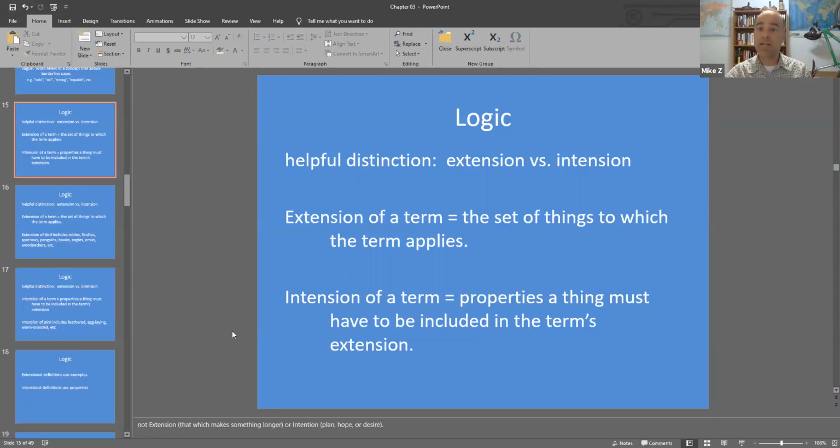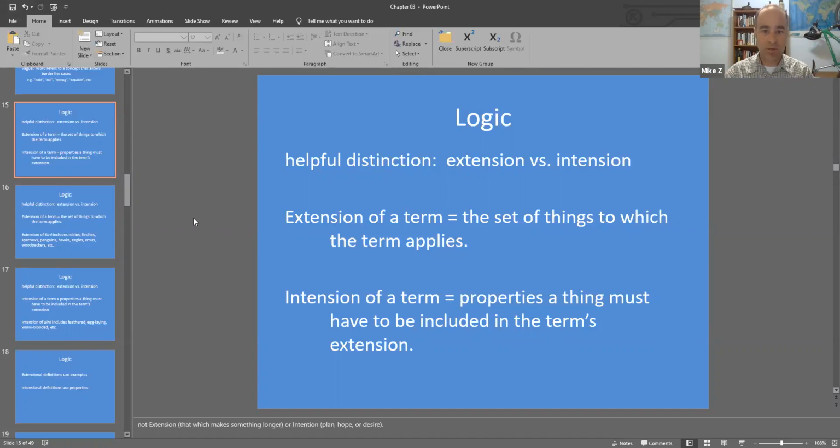And then the intension that we're going to be using has an S, it's S-I-O-N, but the intention that ends in T-I-O-N is your intentions, your hopes, your desires, your plans, or something like that. So that's what we're not going to be using here. Instead, the extension of a term, the way we're using it, is all the things that the term applies to.